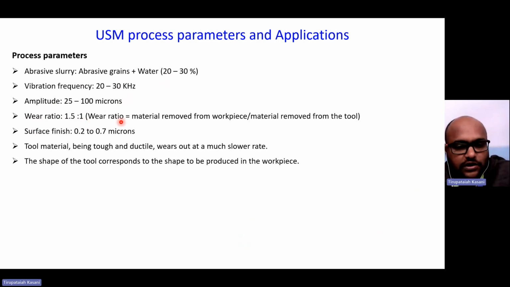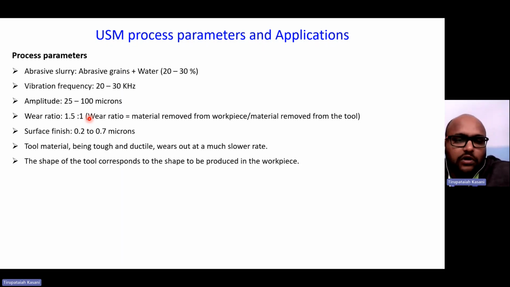What is wear ratio? It is the material removed from the workpiece to the material removed from the tool. Why? Because when the tool comes and hits the abrasive particle, if the tool material is copper, which is ductile in nature, then the sharp cutting edge of the abrasive particle is hit by this ductile material tool.